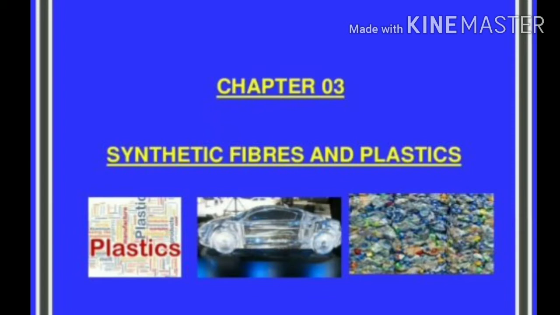So before starting our lesson, let's consider fibers. Fibers are of two types, natural fibers and synthetic fibers. Natural fibers are those which we get from animals as well as plants. You have studied these in class 6 and 7. Now, what are synthetic fibers? Synthetic fibers are nothing but artificial fibers, and we are going to see them in detail in this chapter.